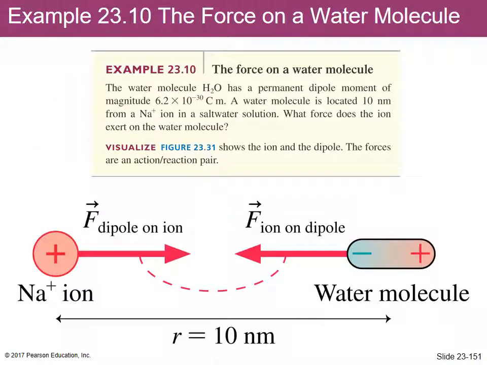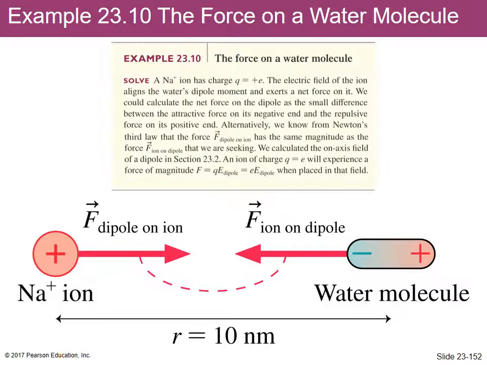The water molecule H2O has a permanent dipole moment of magnitude 6.2 times 10 to the minus 30 coulomb meters. A water molecule is located 10 nanometers from a sodium ion in a saltwater solution. What force does the ion exert on the water molecule? The sodium ion has a charge of plus e. The electric field of the ion aligns the water's dipole moment and exerts a net force on it.